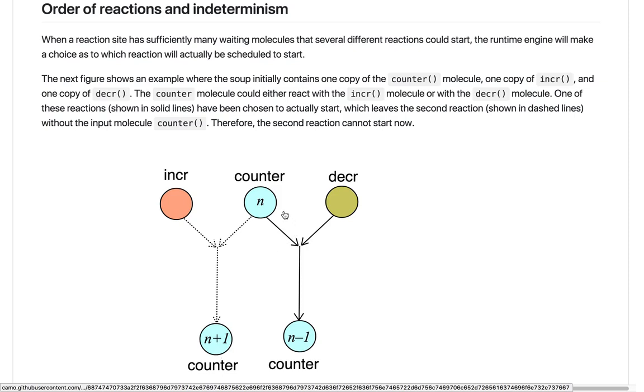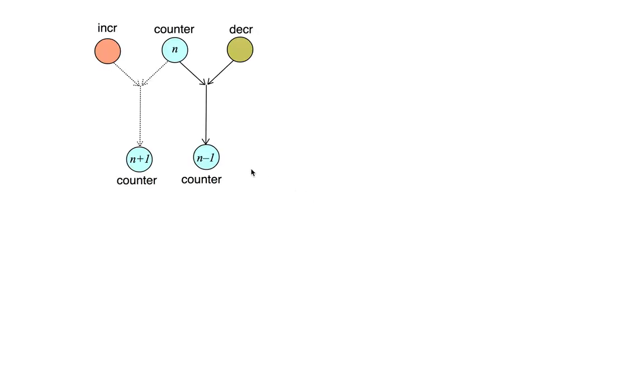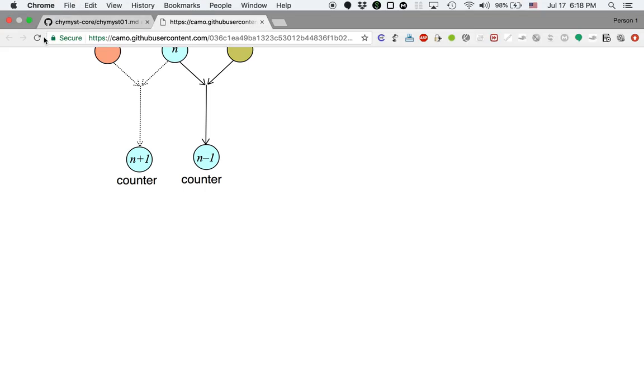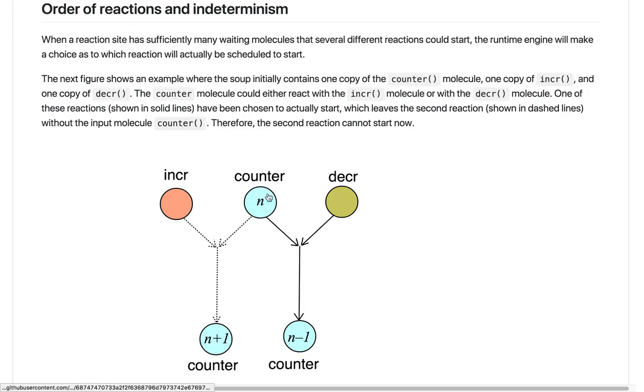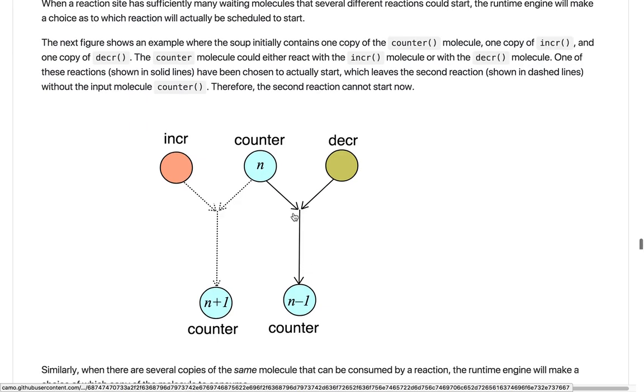The runtime of the chemical machine will make that decision in an unspecified way. You have no control over that decision. You could not say that you want to prefer this molecule, or that you want to prefer this reaction. It's not possible to do that.